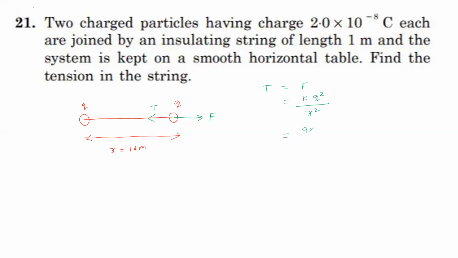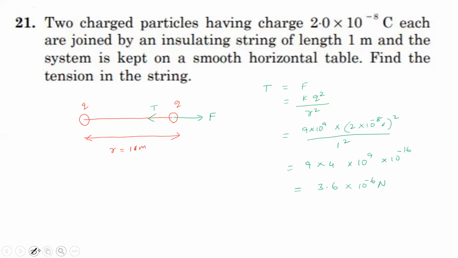Here k is 9 × 10^9 and q value is 2 × 10^-8 coulomb whole squared, divided by r squared. r is 1 squared. Here 9, let us take as 9. This 2 squared, let us take as 4. This 10^9 is there. And here (10^-8)² is there, which we can take as 10^-16. By simplifying this, we will get the answer as 3.6 × 10^-6 Newton.